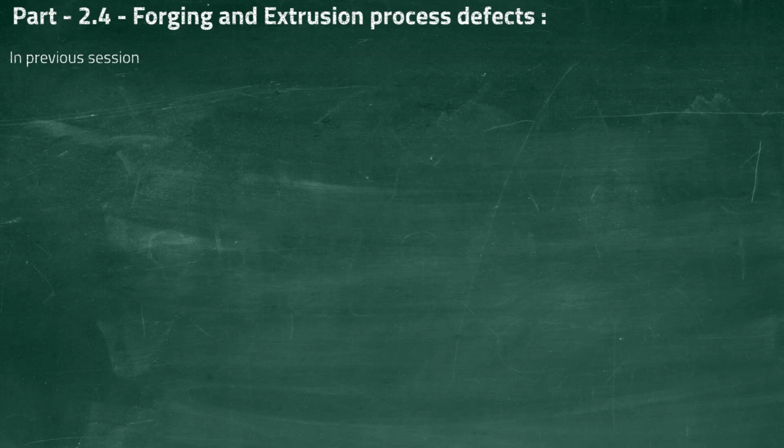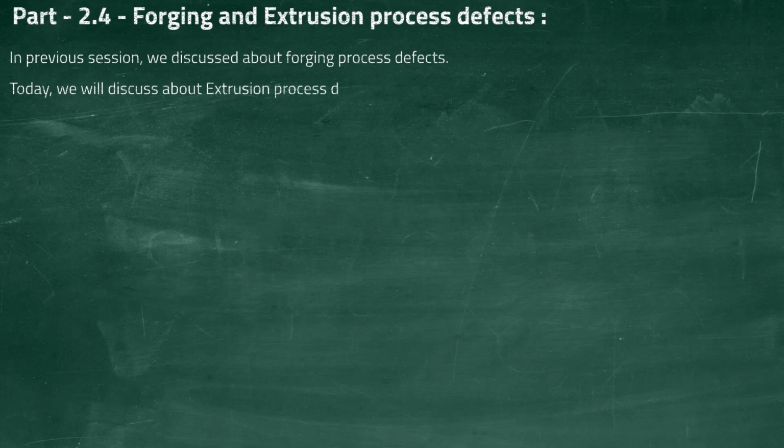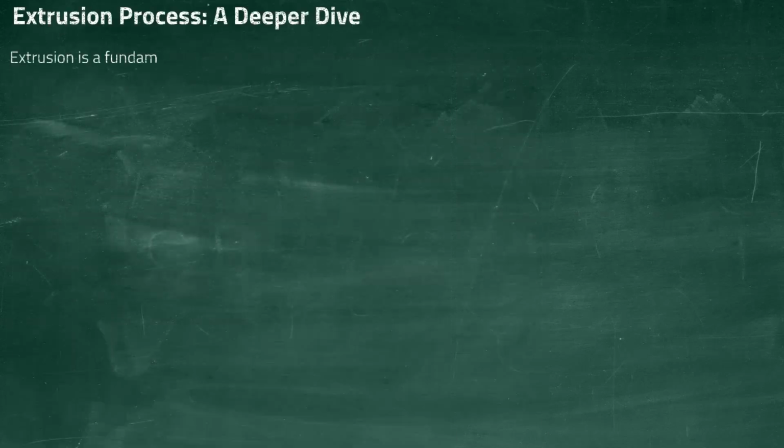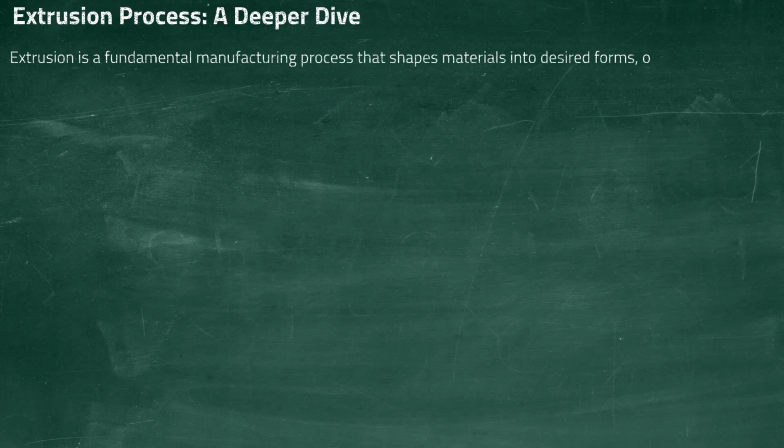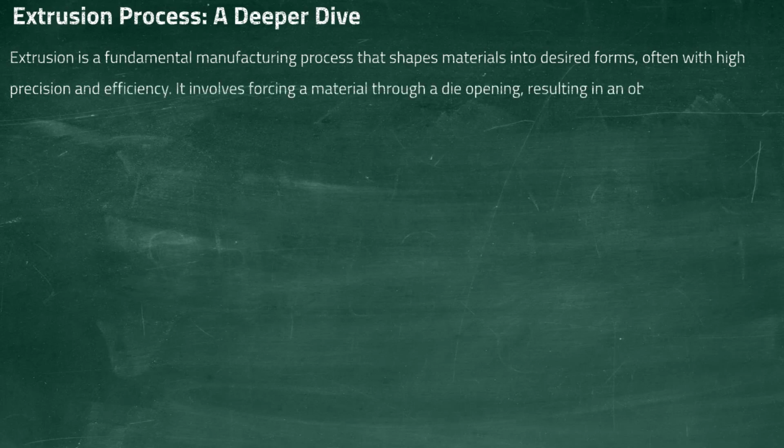In the previous session, we discussed forging process defects. Today, we will discuss extrusion process defects. Extrusion is a fundamental manufacturing process that shapes materials into desired forms, often with high precision and efficiency. It involves forcing a material through a die opening, resulting in an object with a specific cross-sectional profile.